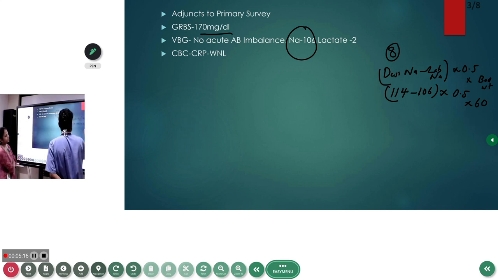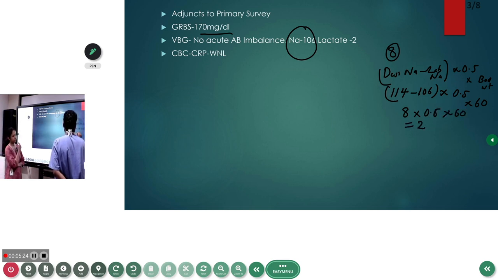So our target: initially it was 106, so with 8 milliequivalents, it came to around 114 as the target for the 24 hours. And 0.5 into 60 is the body weight. So it changes to 8 into 0.5 into 60, and approximately it came to around 240.